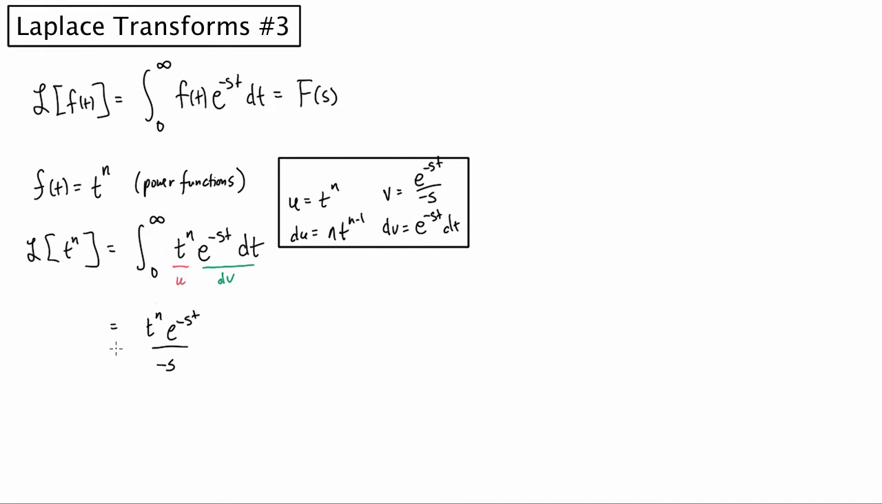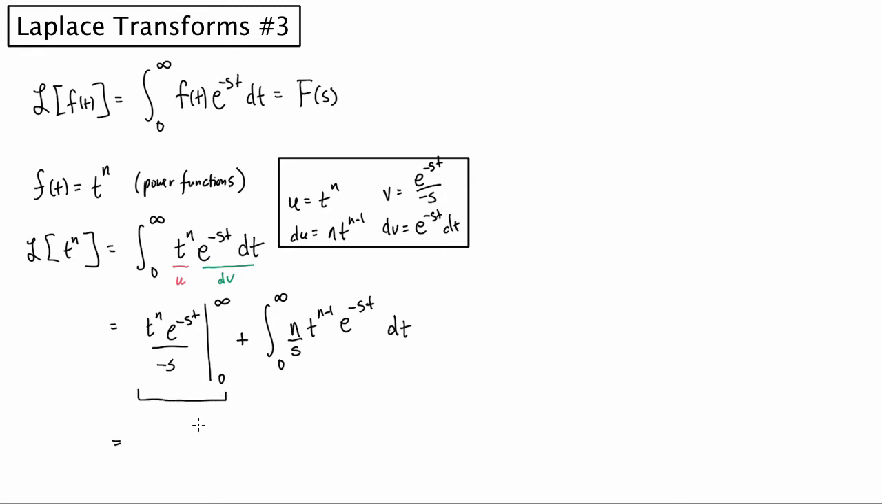Remember, because this is a definite integral, even though it's improper, I still have to evaluate it from 0 to infinity. And then the next piece would be minus the integral of v du, but remember it's a negative already, so this is going to be plus. The integral from 0 to infinity of v du would be n t to the n minus 1 e to the minus st over s, and I'm going to stick the s here with the n since they're both constants in this case. s is not technically a constant, it's just constant with respect to the variable of integration, which is t. So let's begin by talking about this first piece.